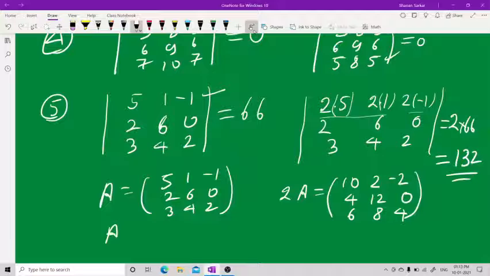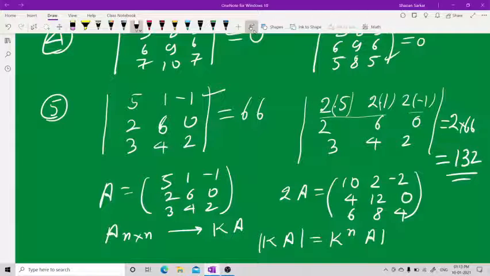Suppose A is an n cross n matrix. Now I multiply A with some number, say K, and make it KA. Now the determinant of KA would be K to the power of n times determinant A. This is a very, very important property.